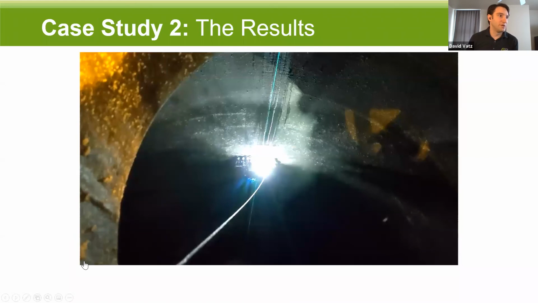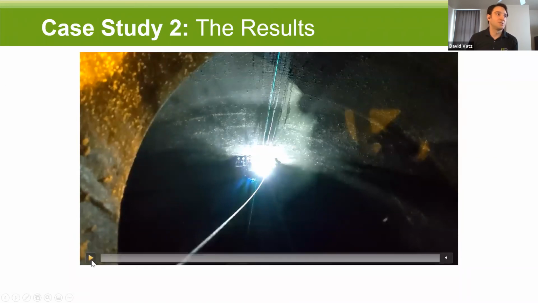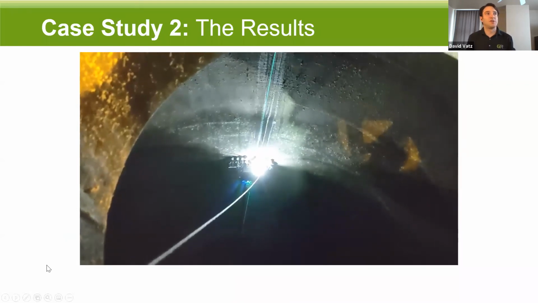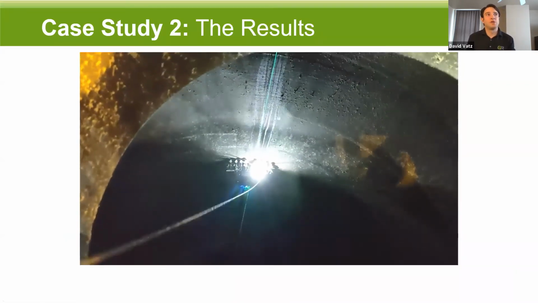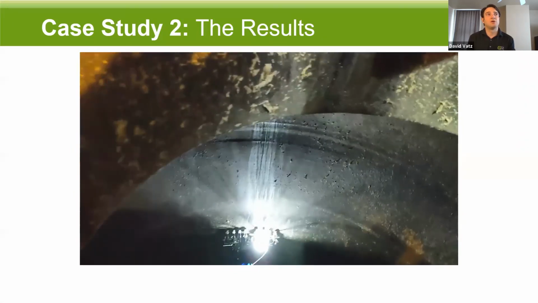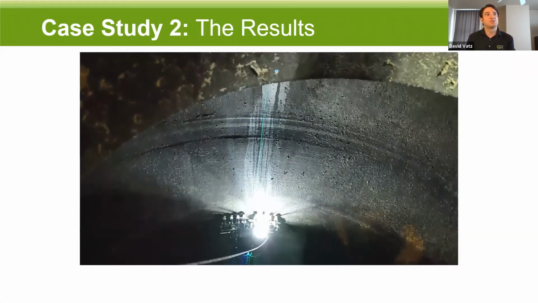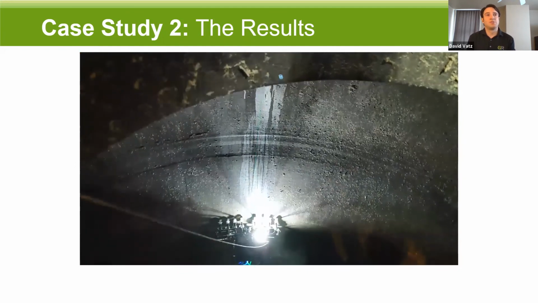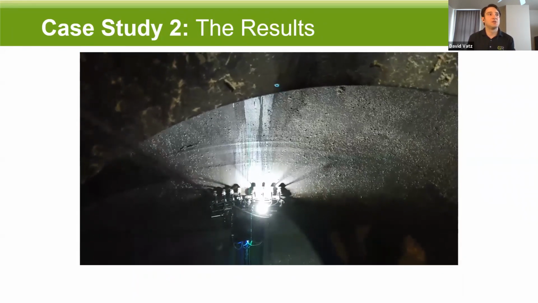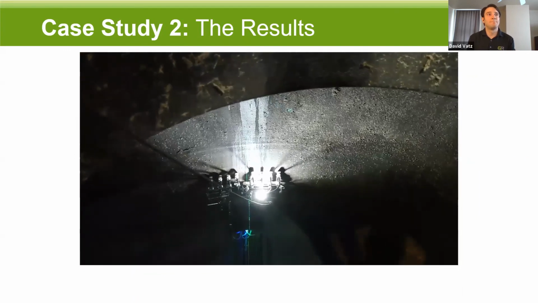Here's a quick video so you can see what it looks like. This is us running inside of the batch digester. You can see the green laser line. The robot is following that to ensure that it stays straight throughout the vertical run on the digester. With this scan, there is nobody inside of the digester. The only thing that goes inside is the robot itself.